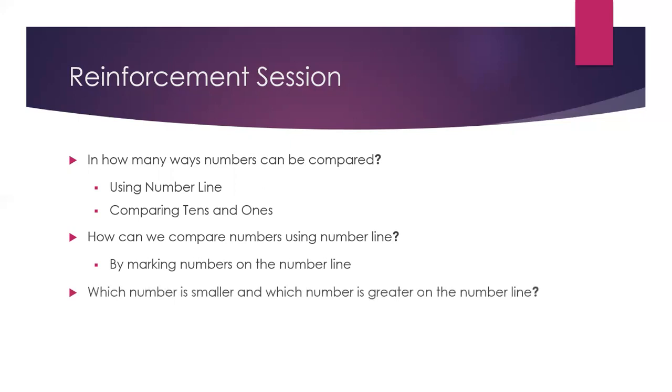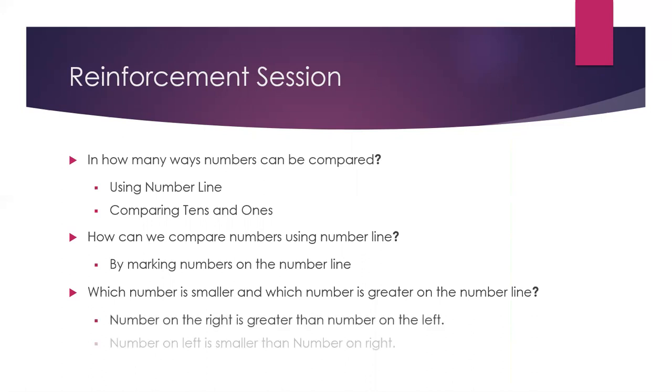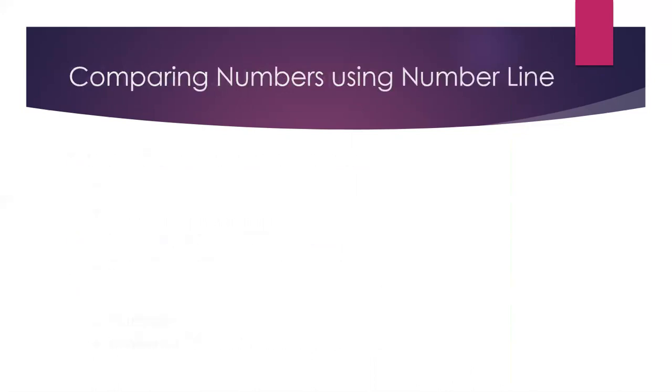So here's the third question: which number is smaller and which number is greater on the number line? As you have learned earlier, the numeric value increases from left to right on a number line, so the number on the right is greater than the number on the left. Similarly, the number on the left is smaller than the number on the right.